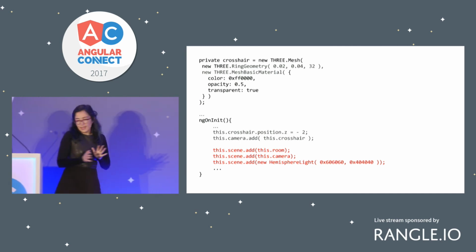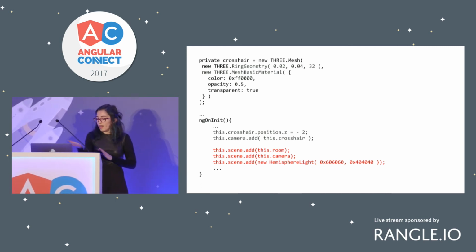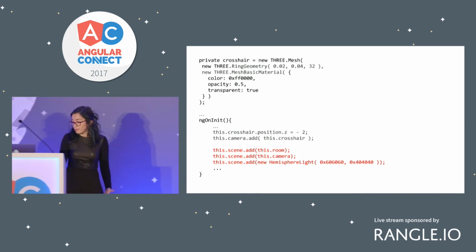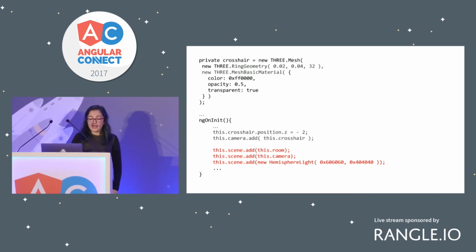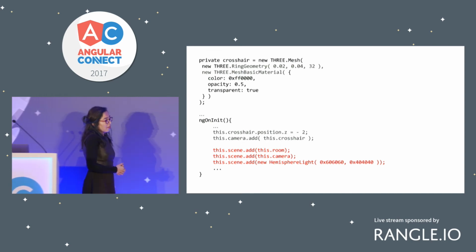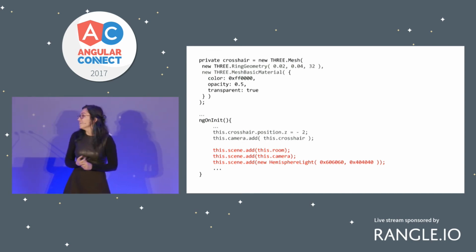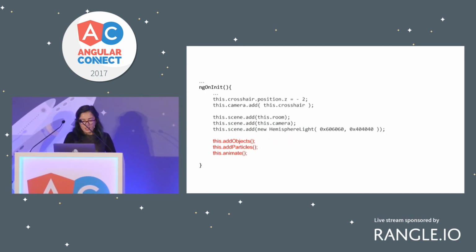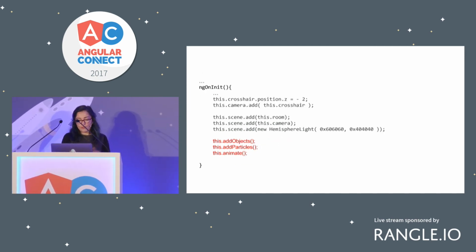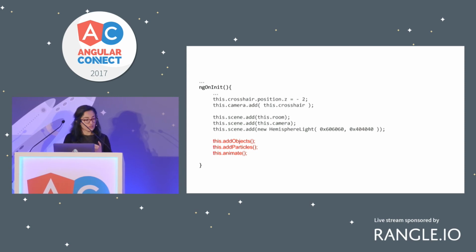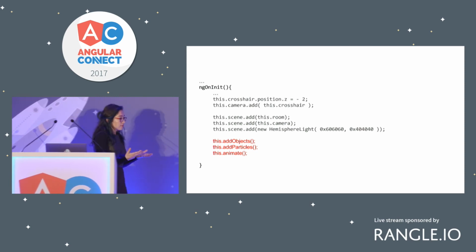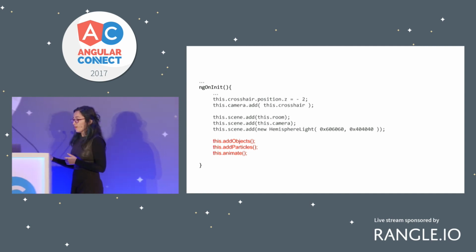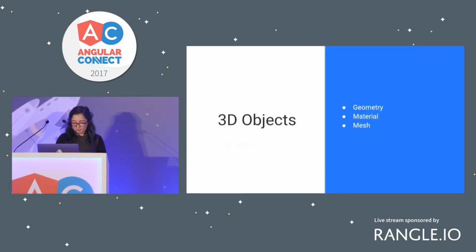So once I have that, I'm adding this room thing, which is just a box that I'm in, and the camera, and some lighting so I can actually see anything in my scene. So far, we have the camera, and we have the renderer defined, and we have to add some objects in it, or particles, or whatever you like, and finally animate them and render them.